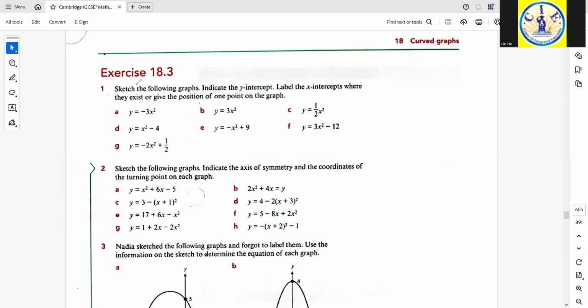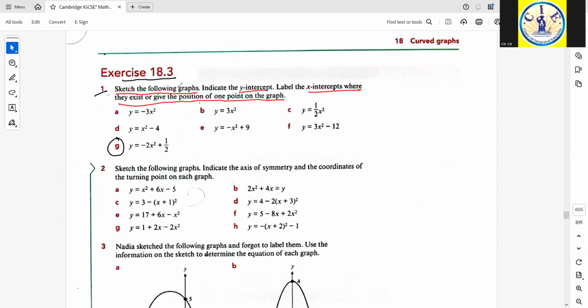In this video, now we are going to solve exercise 18.3. It's question number 1, part G. We need to sketch the following graphs, indicate the y-intercept, label the x-intercepts where they exist, or give the position of one point on the graph. For this particular part G, we need to continue exactly on the same pattern.